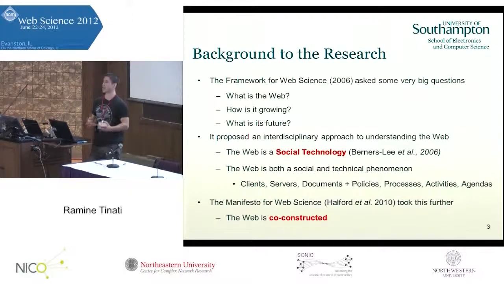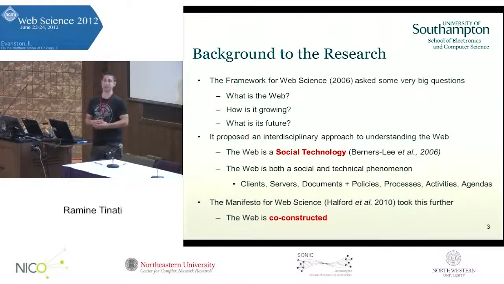What I mean by this, and what they meant by this, is that it consists of both social and technical phenomena. It is these people, it is these technologies working together, it's policies, it's processes, it's people with agendas, it's even technologies driving and shaping the way the web is.